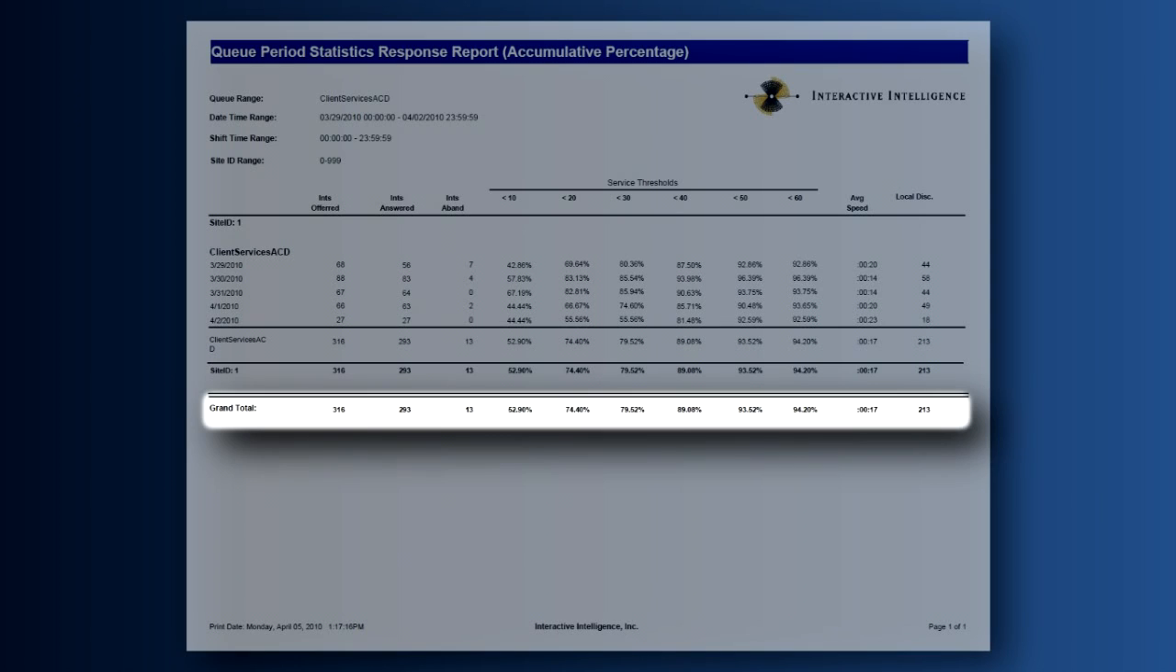Finally, I want you to see on this report, at the bottom, there's a total. As we've run this report for a full week, we can see a full week's worth of statistics, total number of interactions offered, answered, and our service levels, and whether we've reached our goal for an entire week.